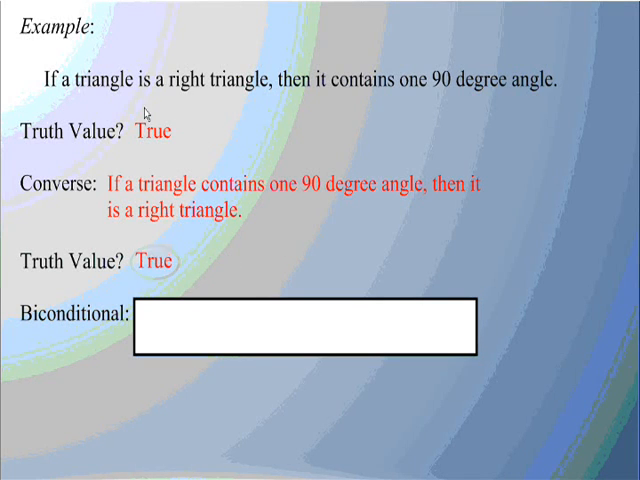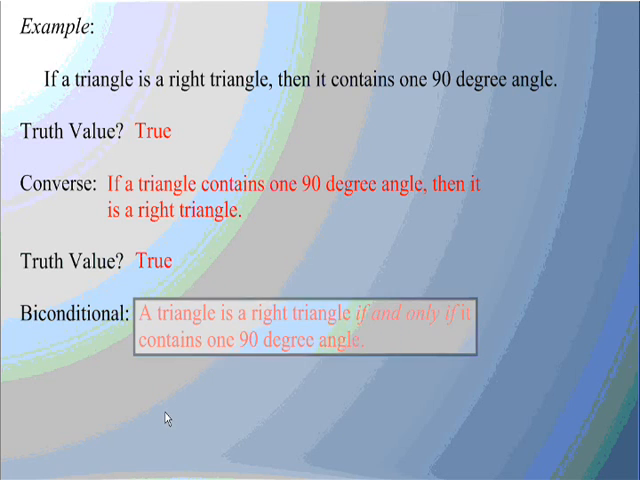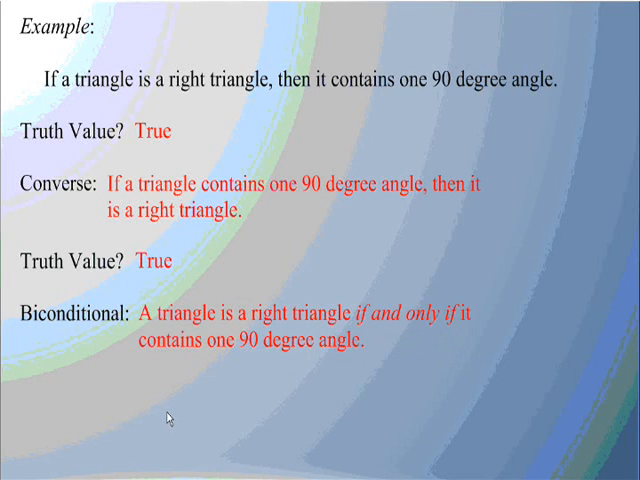All right, so now I have both a conditional and a converse that are true, so I can write a biconditional statement. In the biconditional statement, I get rid of the if and then, and I stick if and only if in the middle. So a triangle is a right triangle if and only if it contains one 90-degree angle. So if and then are gone. I stick if and only if in the middle, and I go back to my conditional statement and put it in that order, although because they're both true, it really doesn't matter which order it goes in, but we like to go back to the original conditional statement.